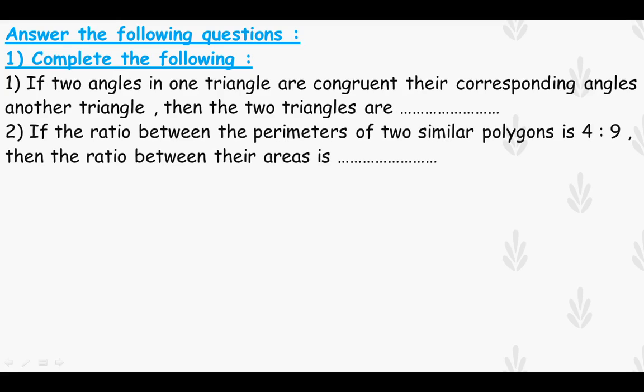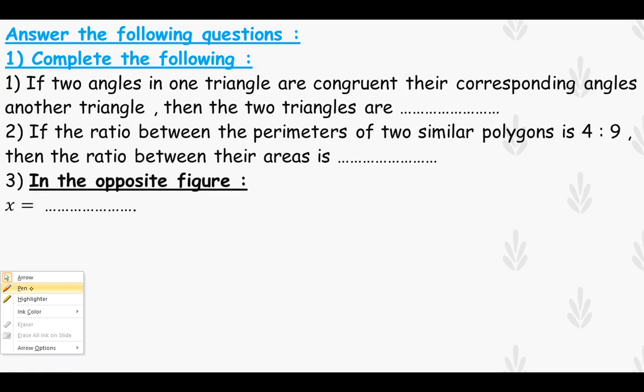If two angles in one triangle are congruent to their corresponding angles in another triangle, then the two triangles, here you have that two angles in the first triangle are equal to two angles in the second triangle. If two angles in one triangle are congruent to their corresponding angles in another triangle, this is similarity first case, then the two triangles are similar. You will write the two triangles are similar.